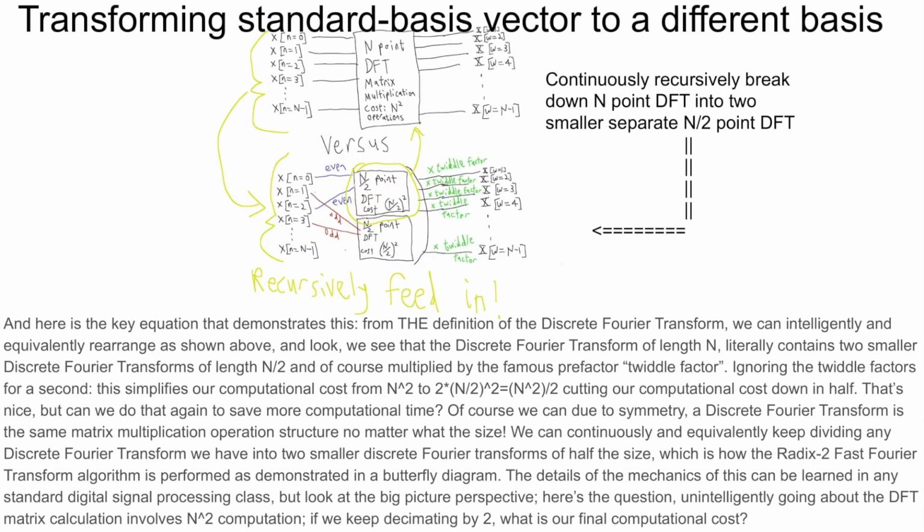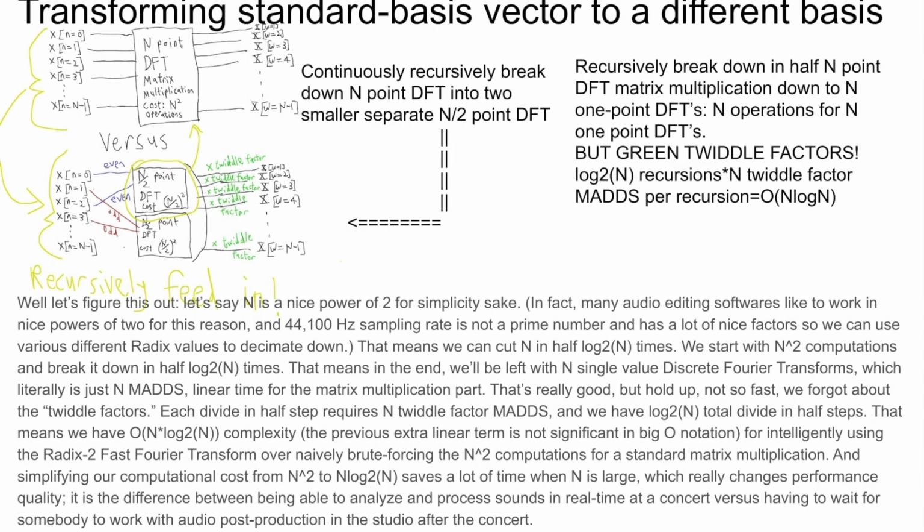Here's the question. Unintelligently going about the DFT matrix calculation involves n squared computation. If we keep decimating by 2, what is our final computational cost? Well, let's figure this out. Let's say n is a nice power of 2 for simplicity's sake. In fact, many audio editing softwares like to work in nice powers of 2 for this reason, and the 44,100 Hz sampling rate is not a prime number and has a lot of nice factors, so it can use various different radix values to decimate down.